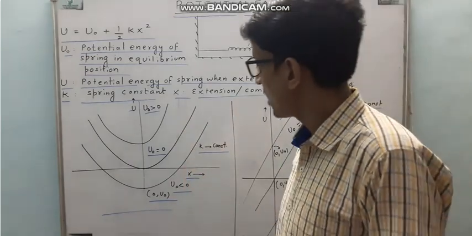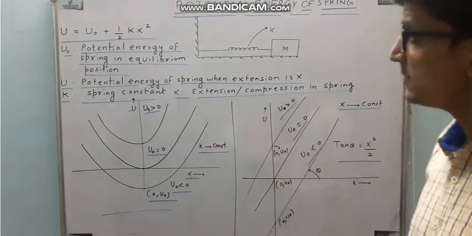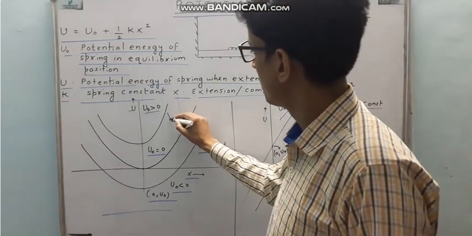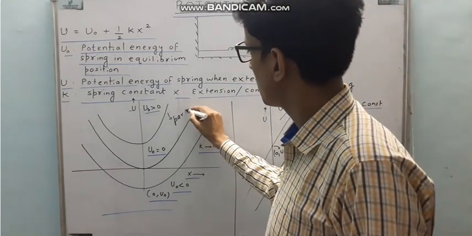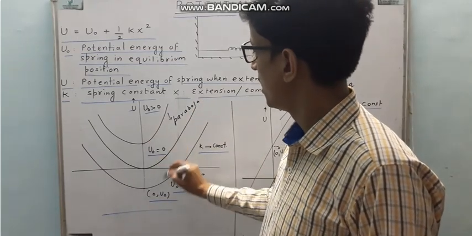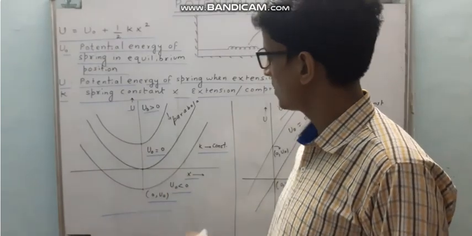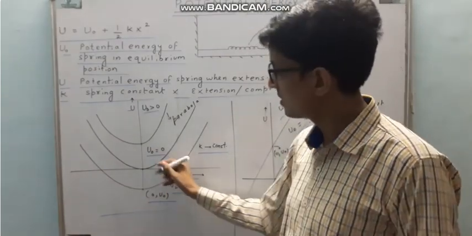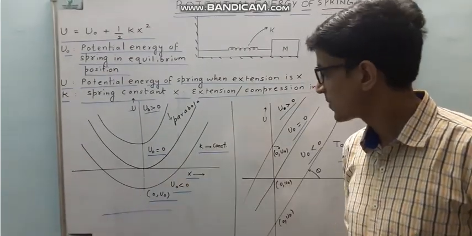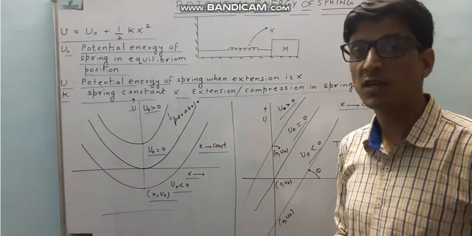The graph between U and x, at constant K, will be a parabola, as you can see from here. Three cases are possible. If U0 is positive, the vertex will be here. If U0 is 0, it will cross the origin. If U0 is negative, it will cut the U-axis at this point. In this way you can draw the graph.